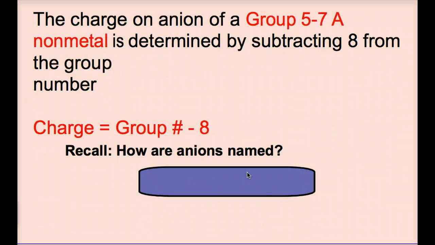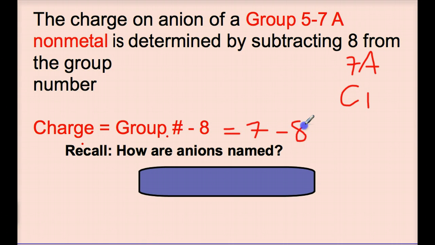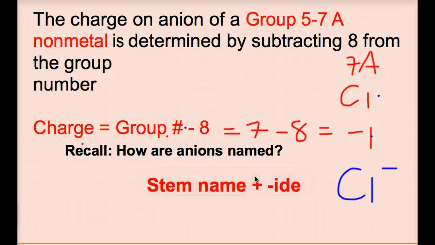So let's take a look at chlorine, right? Chlorine is right here, and it's in group 7A. So according to this rule, the charge is equal to the group number minus 8. So I get 7 minus 8, which gives me a negative 1. So if I'm taking a look at chlorine, and if you look at your ion sheet, chlorine becomes a Cl minus 1. That's because of this math right here. And just to refresh our memories, anions are named by taking the stem name plus the IDE. So my chlorine is no longer chlorine, but is called chloride.